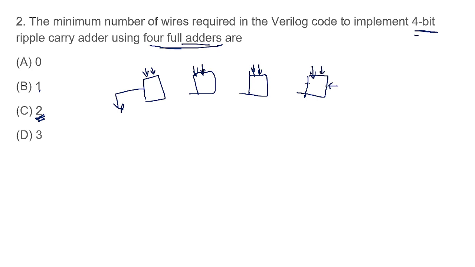No, ma'am. So here I will need one wire. Here I will need one more wire. Here I have to store this as another wire. So we need 3 wires in the 4-bit ripple carry adder.